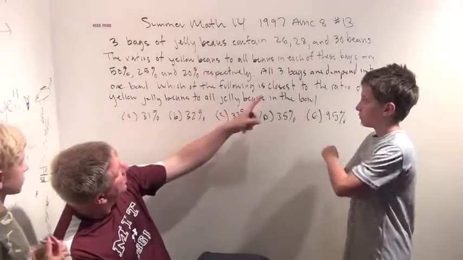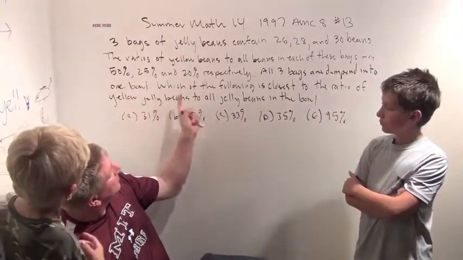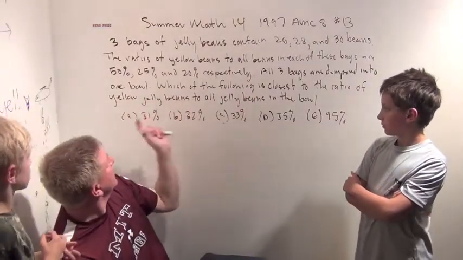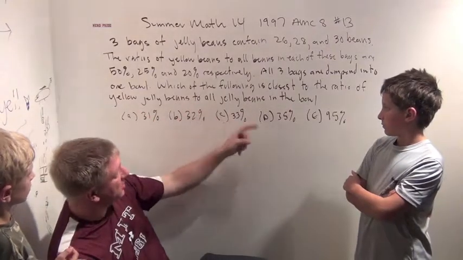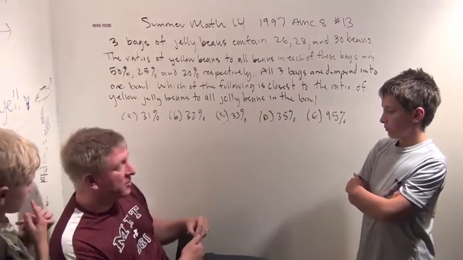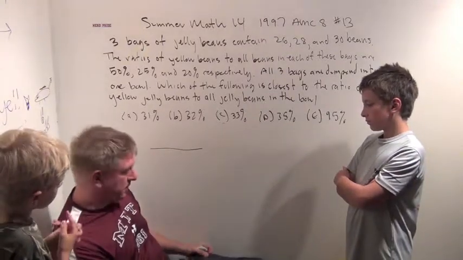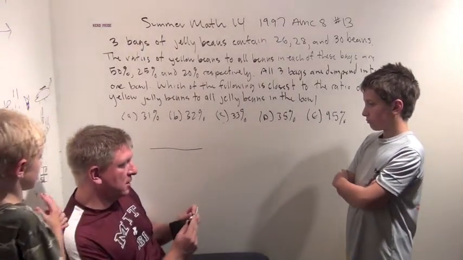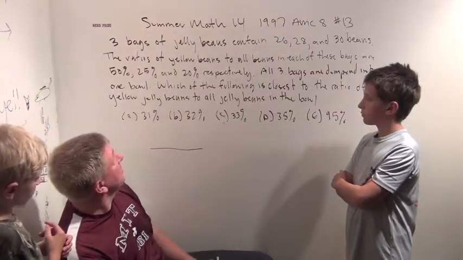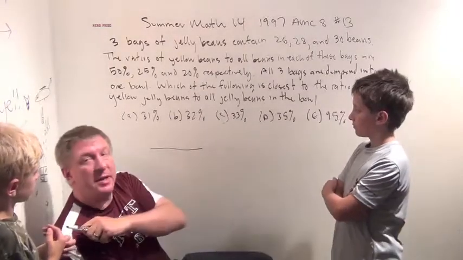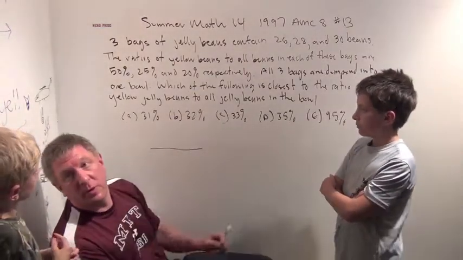All right. All 3 bags are dumped into one bowl. Which of the following is closest to the ratio of yellow jelly beans to all jelly beans in the bowl? Okay, so what ratio do we have to compute? We have to compute yellow jelly beans to all jelly beans. How many total jelly beans are there in the bowl?